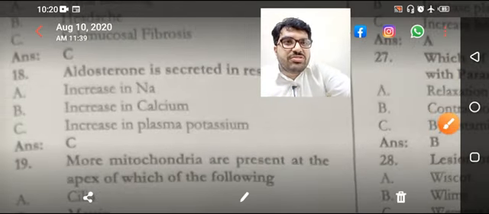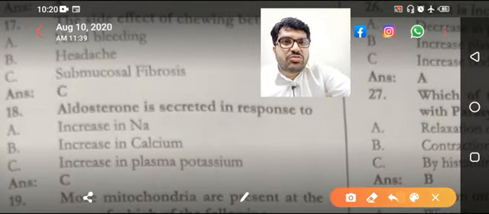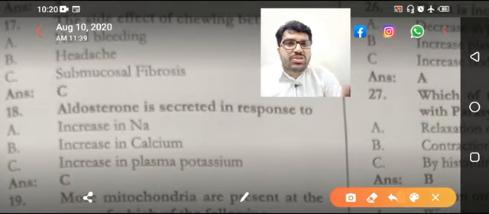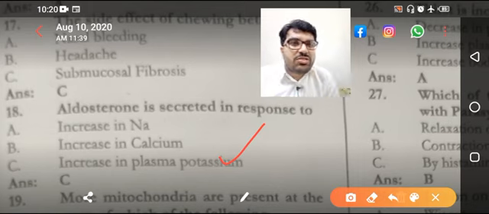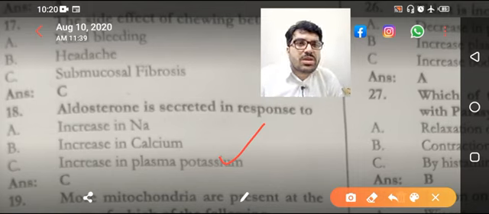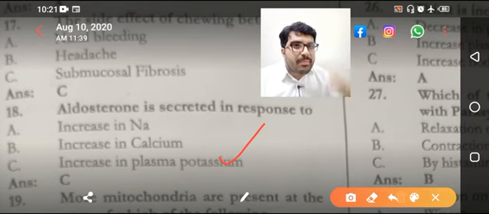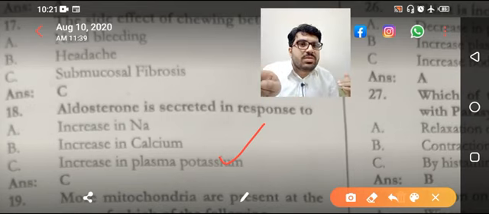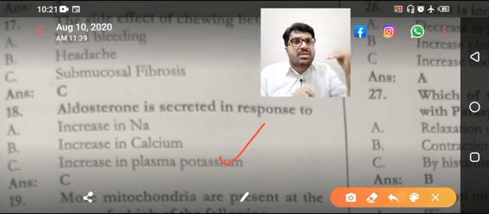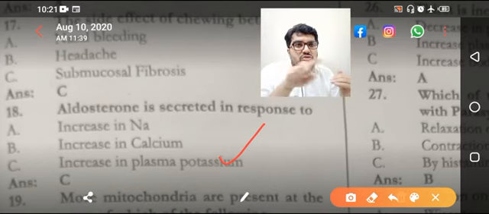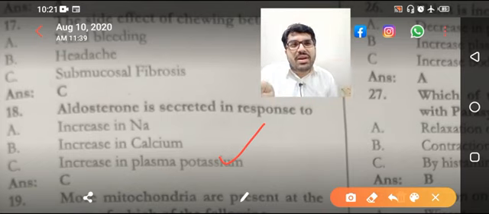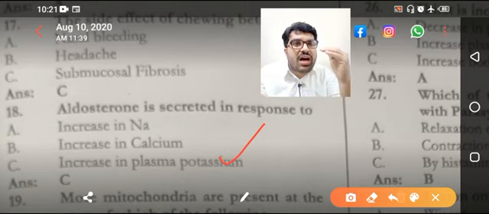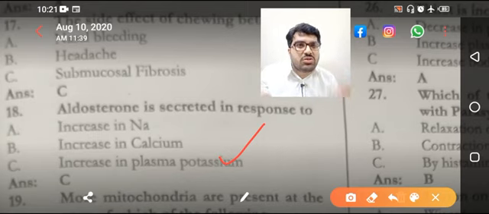Aldosterone is secreted in response to what? The answer is increase in plasma potassium, so hyperkalemia. What does hyperkalemia do? Whenever there is hyperkalemia, it releases renin. The strongest stimulus for renin is hyperkalemia. The strongest stimulus for aldosterone is hypovolemia, when the volume becomes low.